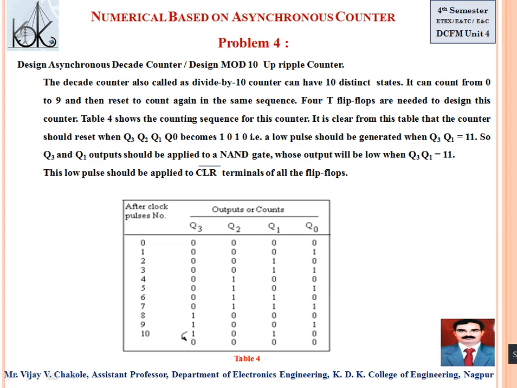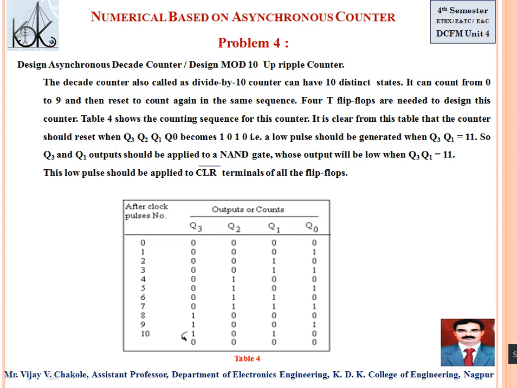Today we are discussing the numerical based on asynchronous counter. This is problem number 4. Previously we have seen 3 problems. The question is: design an asynchronous decade counter, or this problem may be asked as design a mod 10 up ripple counter. Mod 10 is nothing but modulo 10. Total number of states are 10, and 10 is also called a decade. That's why this is a decade counter or mod 10 counter.